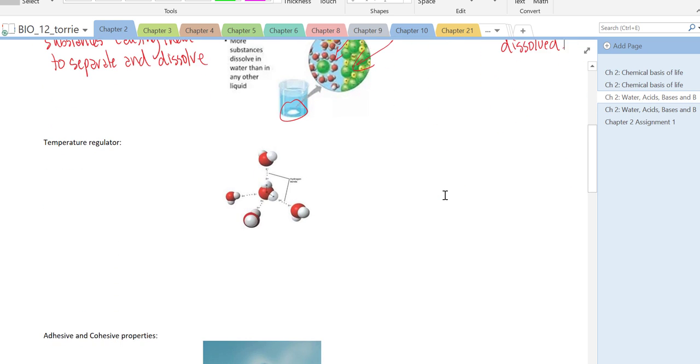Next, we have the water behaving as a temperature regulator. This one we'll talk about in more detail, but again, due to the hydrogen bonds, how does that water act as a temperature regulator?